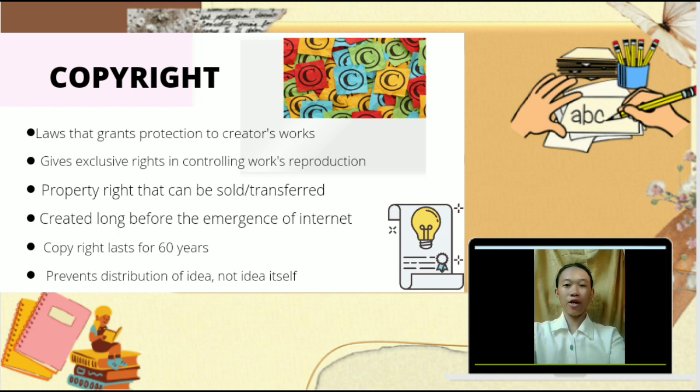Copyright. There is a copyright law that grants protection to creators' works. It gives exclusive rights in controlling works' reproduction, and it is a property right that can be sold or transferred, and it was created long before the emergence of the Internet. And copyright lasts for 60 years, and it prevents distribution of an idea, and not the idea itself.